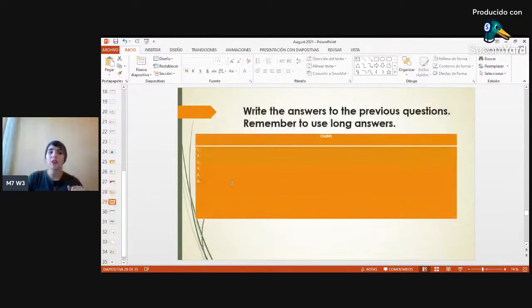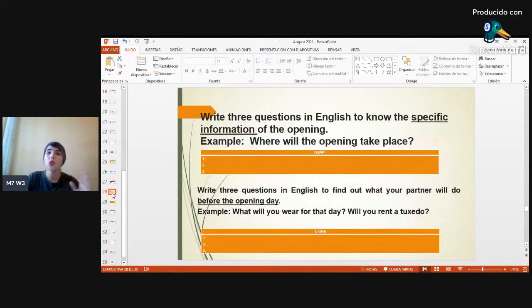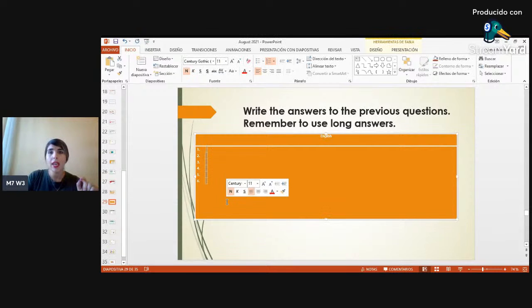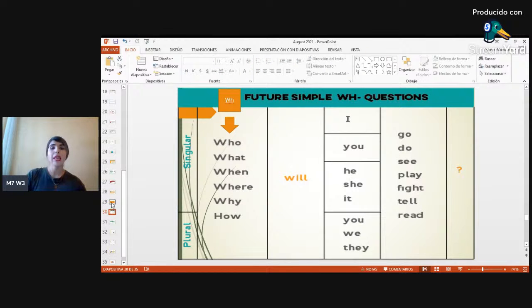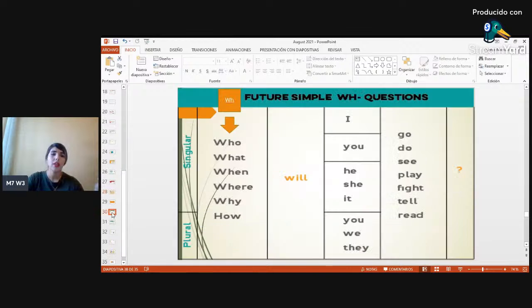And after that, you're going to write 6 answers. You're going to answer those questions supposing your partner. So once you did it, you're going to try to get more information about the event and more information about your partner's routine the day of the event. You're going to write the answers to those questions like your partner told you. And once you finish, obviously, you're going to try to add information.